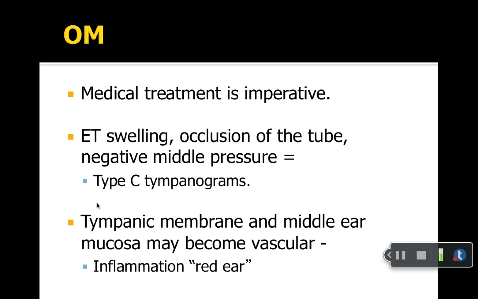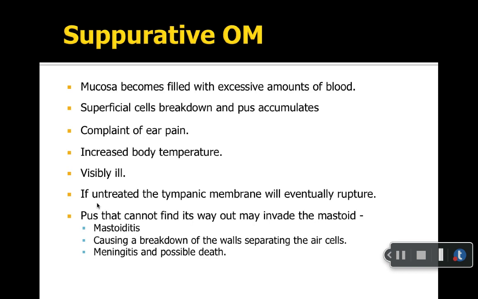So with otitis media, medical treatment is important. You could get negative type C tympanograms, or you could get type B tympanograms when there's a lot of fluid and the eardrum can't move at all. The tympanic membrane, remember I gave the example, will become very red and very painful if the fluid is infected. If the middle ear space is infected, the tympanic membrane will be bright red and painful.